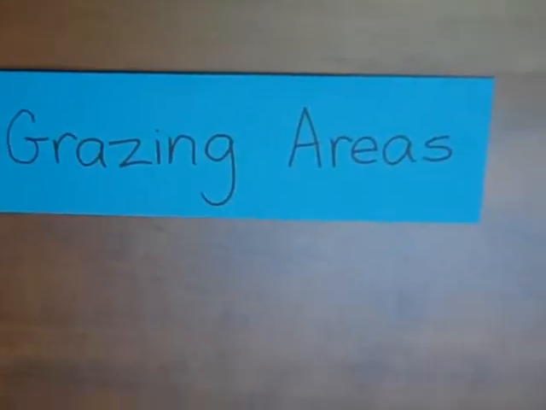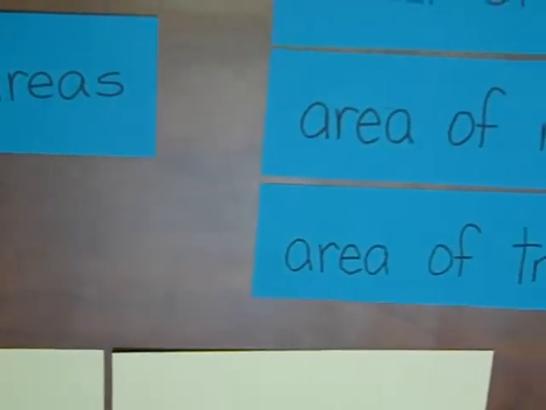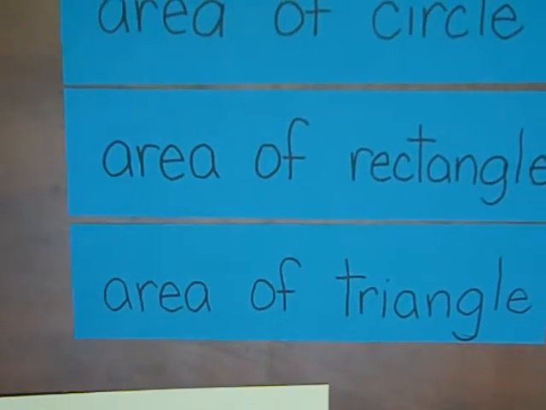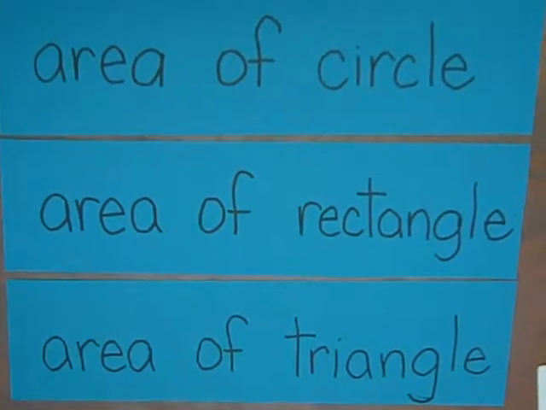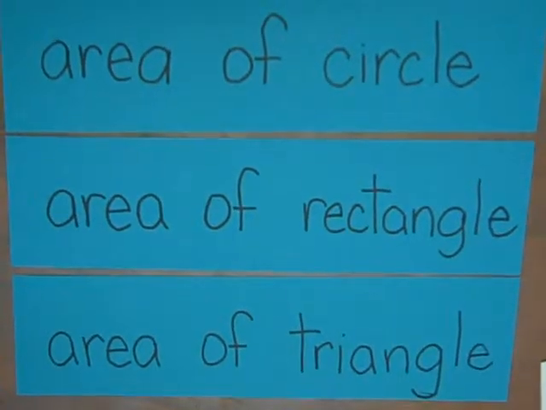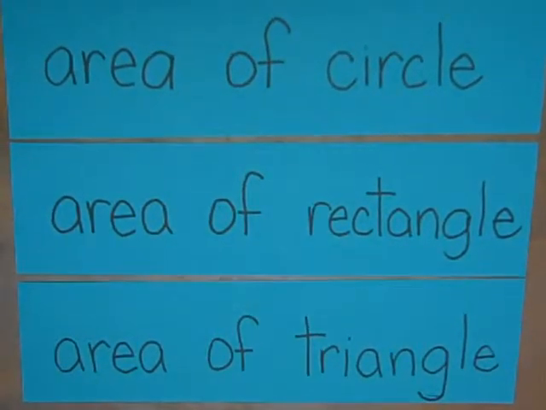This lesson is called grazing areas, and we're just going to pose a question to the students. You would probably do this at the end, after you had completed area of a circle, area of a rectangle, and area of a triangle. And all of these actually do take place in grade 7 math.